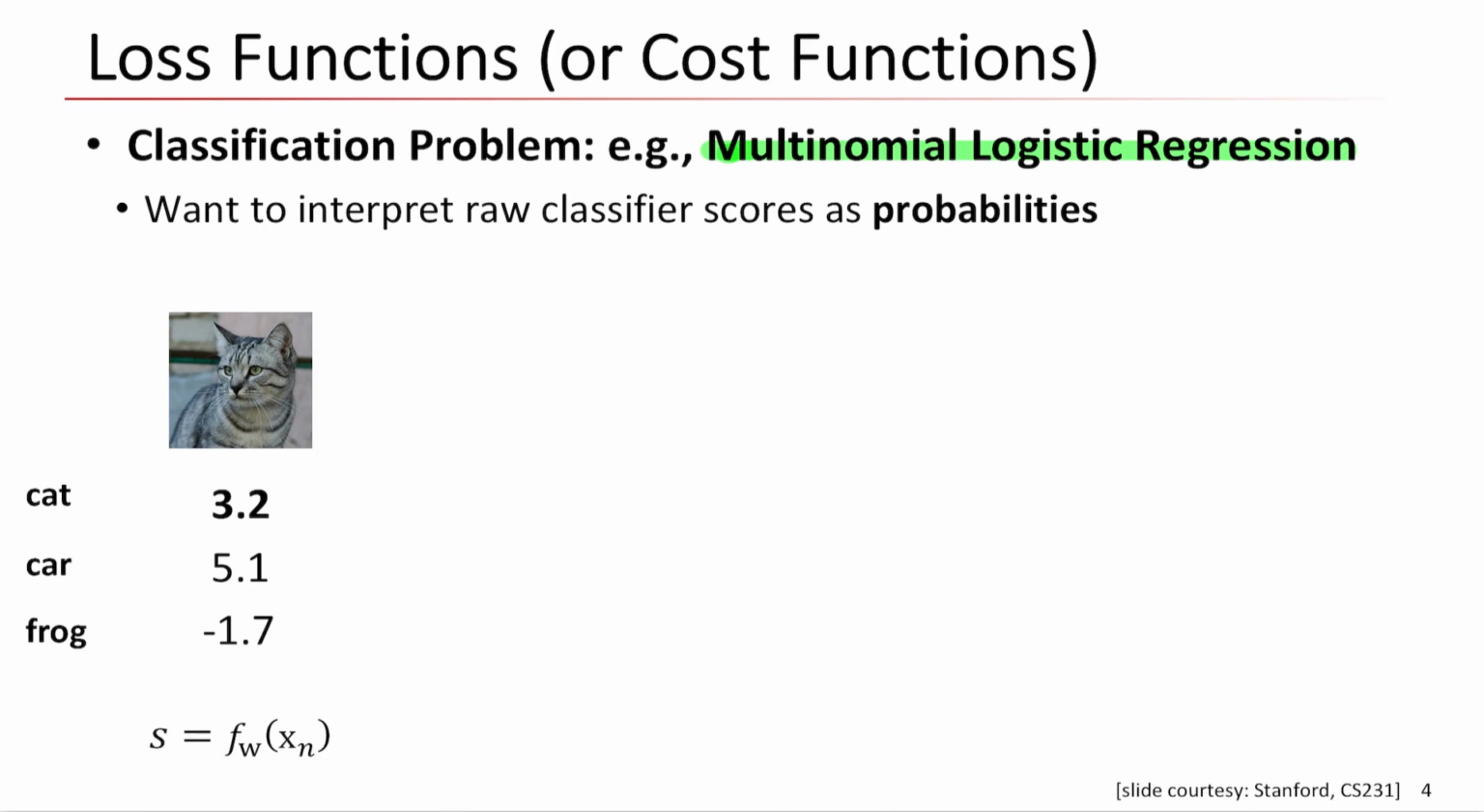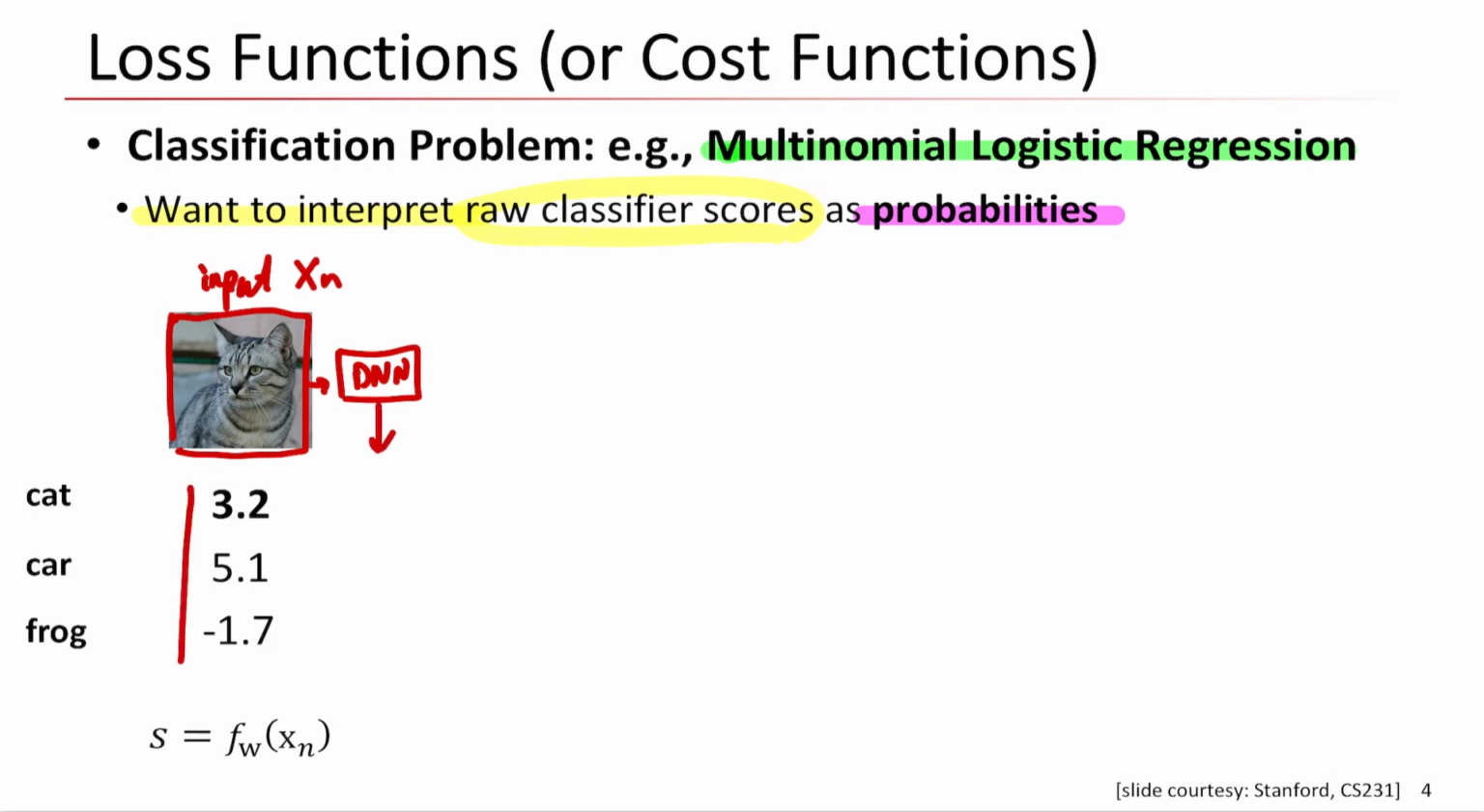The main idea of this is that we want to interpret the raw classifier score as a probability. Let's see what that means. Here is the input image, let's say x_n, and we have some network, let's say a DNN, that makes some output like this.